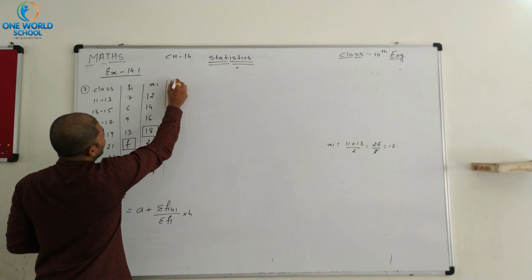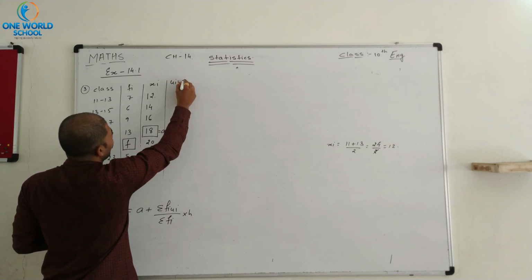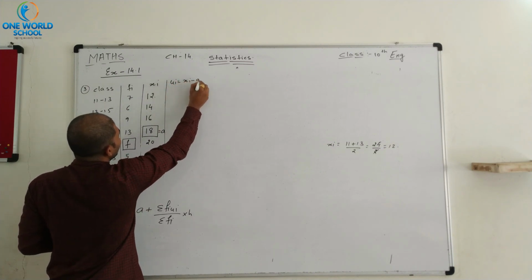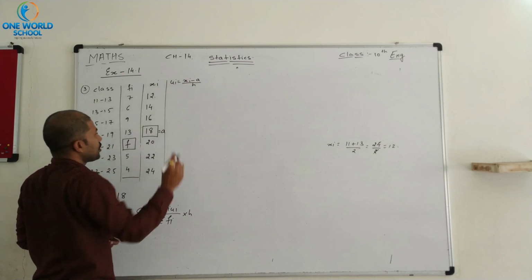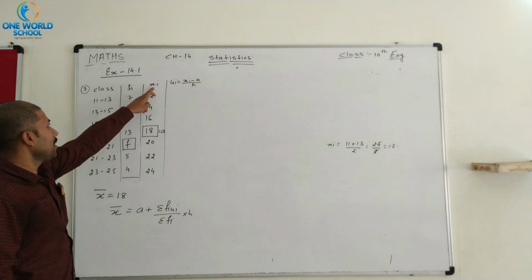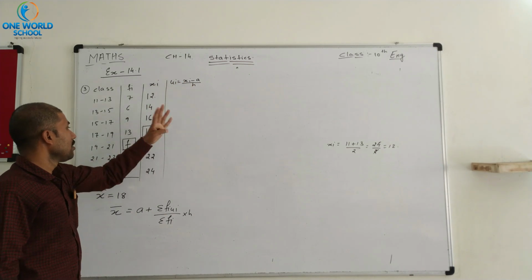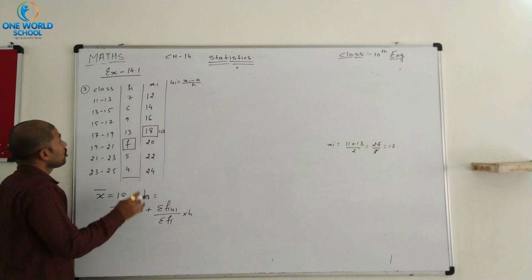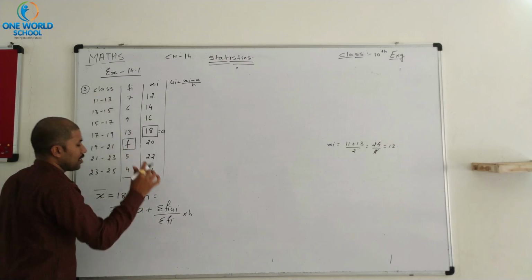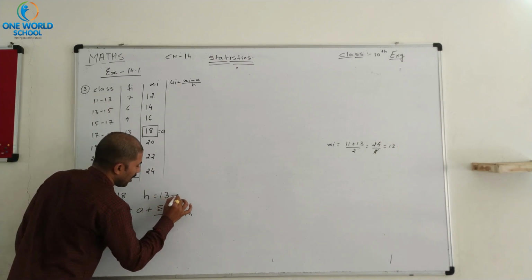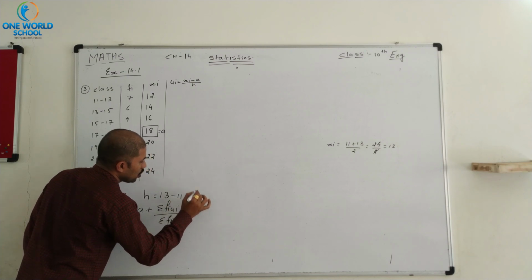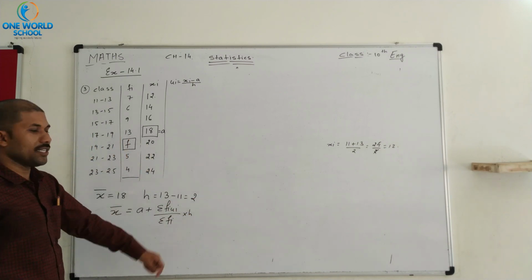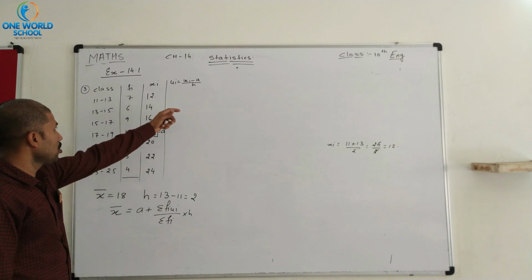Now we have to obtain the value of ui. ui फाइंड करने के लिए हमारे पास फॉर्मूला है xi minus a upon h. So we have the value of xi, the value of a. Then what is h? h equal to upper limit minus lower limit. So 13 minus 11, that is 2. So the value of h is 2. Now let us solve.